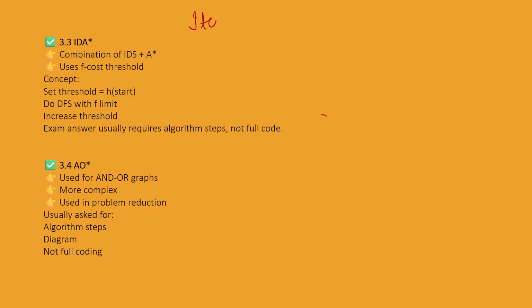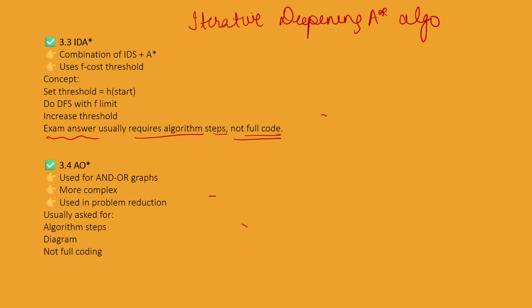So let's write iterative deepening A star algorithm. It is a combination of iterative deepening search and your A star. It uses F cost threshold. Now the concept I have written: set threshold equal to H of start, do DFS with F limit, increase the threshold. Exam answer usually requires algorithm steps and not the full code.